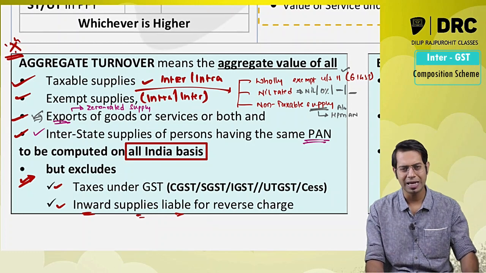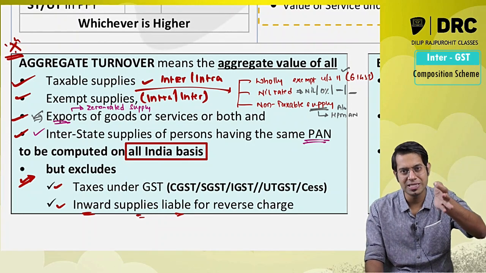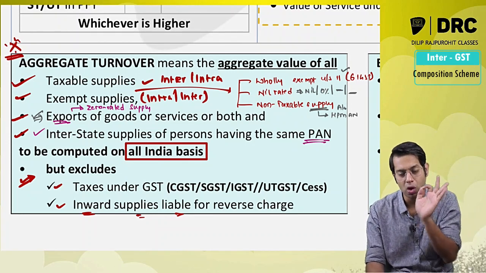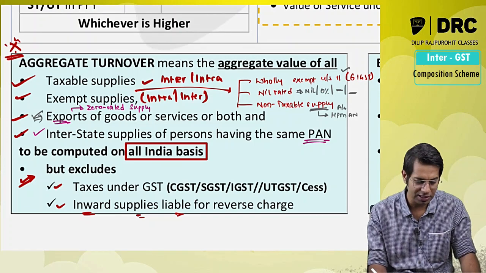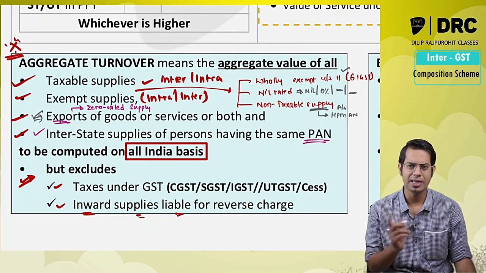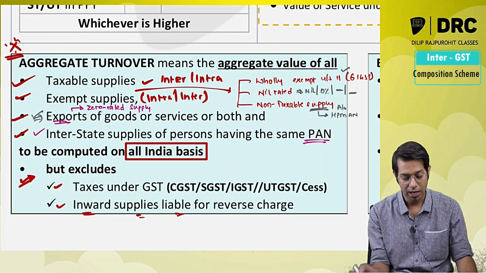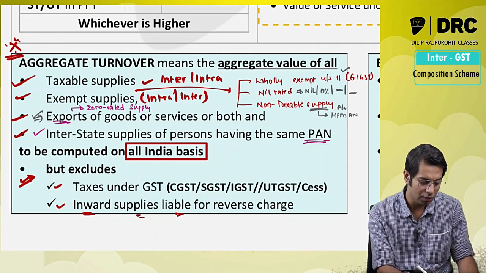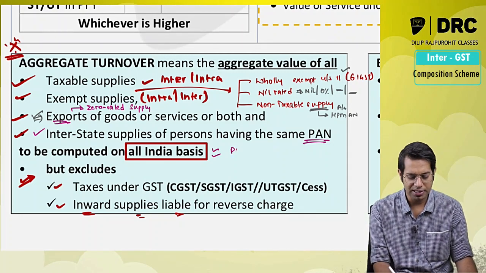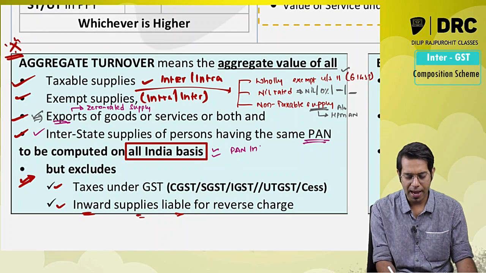So if you are making a transfer to your own branch which is in another state, an interstate supply to a person having the same PAN, then that also shall be included in aggregate turnover. Now whenever you are computing this aggregate turnover, you should compute it on an all India basis, or on a PAN India basis.